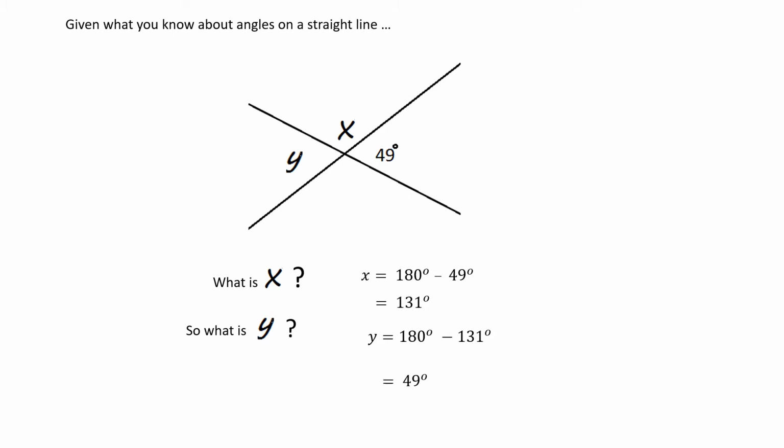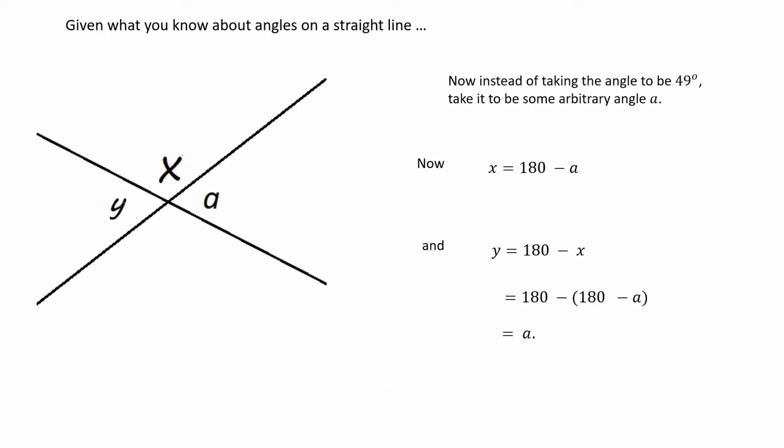Now the fact that we started with 49 was just chosen arbitrarily. We could choose any number here. So let's give it another name. Let's just call it A for angle. And the same procedure follows.